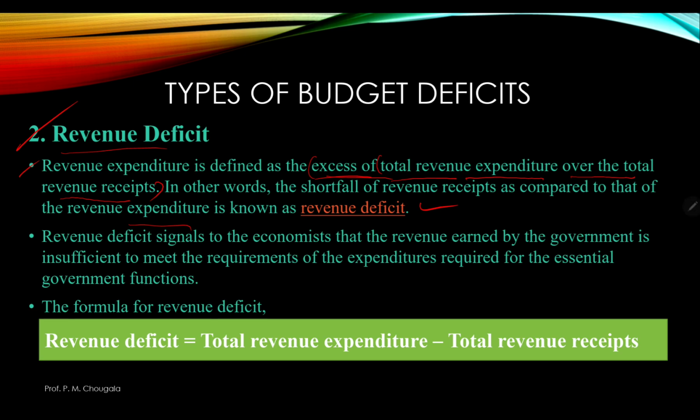Revenue deficit signals to economists that the revenue earned by the government is insufficient to meet the expenditure required for the essential government functions. The formula to be followed is: revenue deficit equals total revenue expenditure minus total revenue receipts.